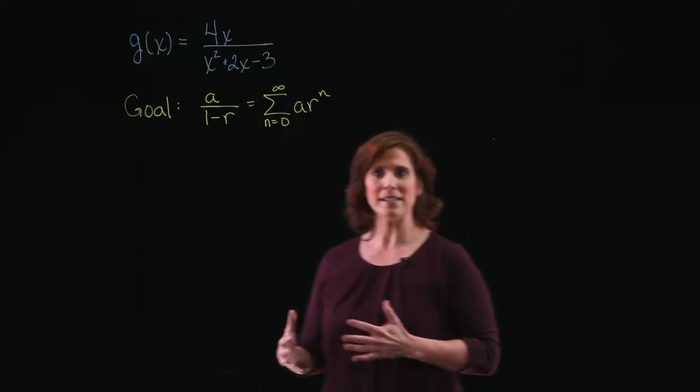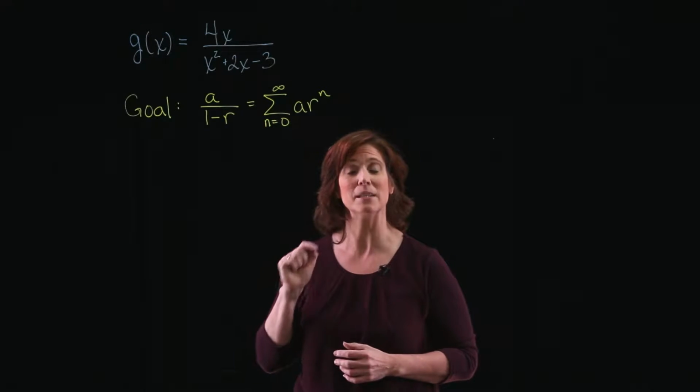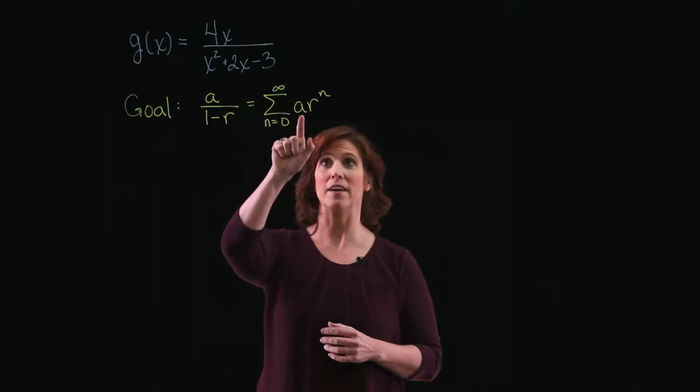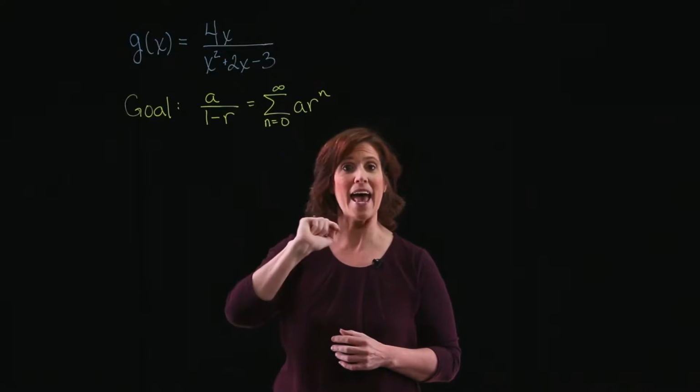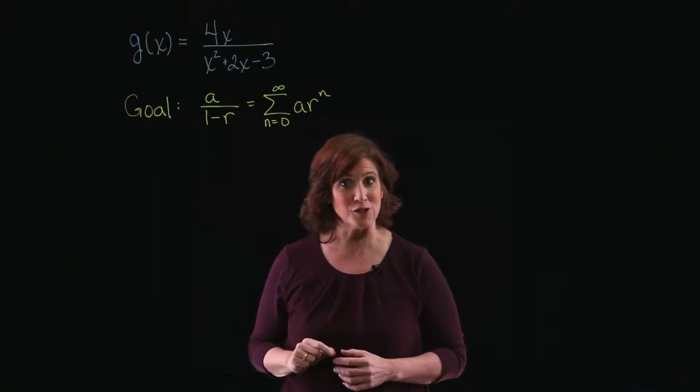All right, now to help us get a power series, I want to make use of the fact that a geometric series is a power series. And the geometric series from 0 to infinity of a times r to the n is going to equal a divided by 1 minus r when it converges.